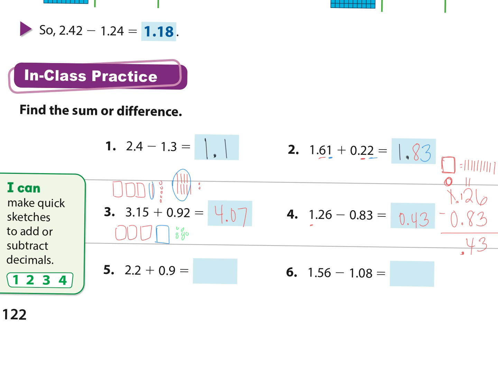Okay, let's look at number 5 and 6. Try those with your table. If you can do it without the models, great. If you need to draw yourself some pictures, you can do that too.